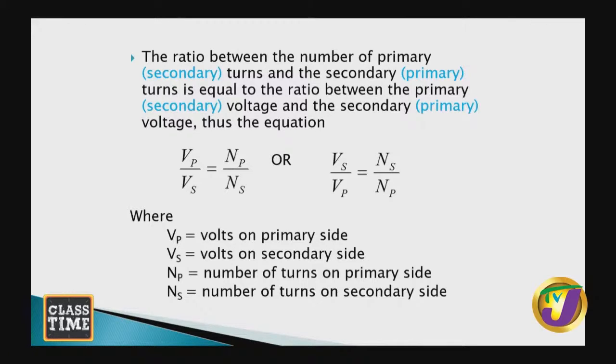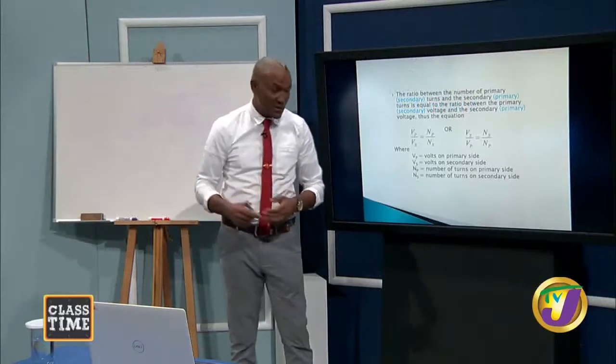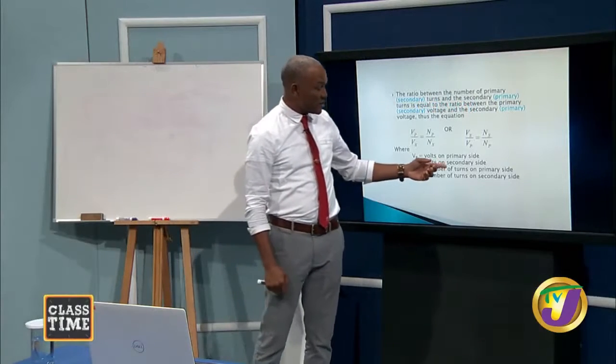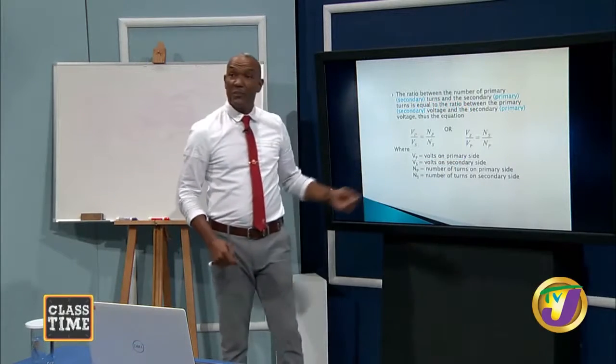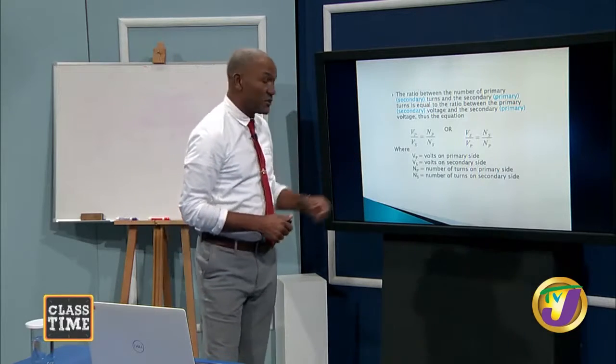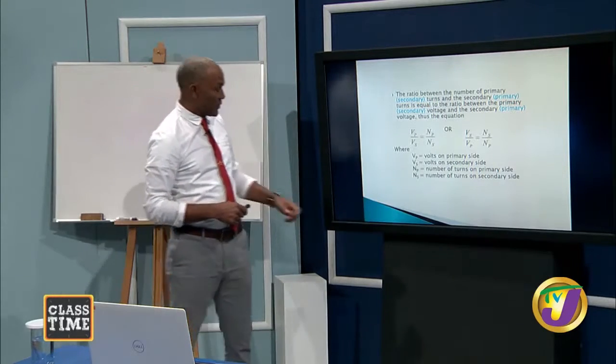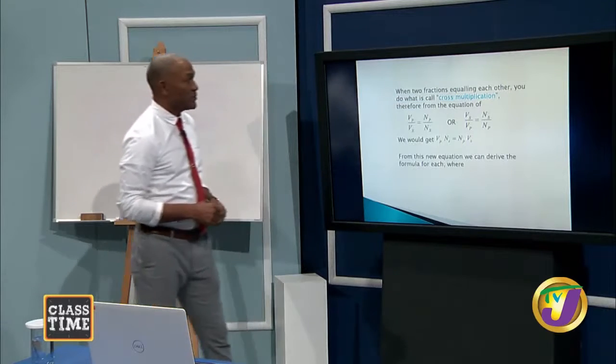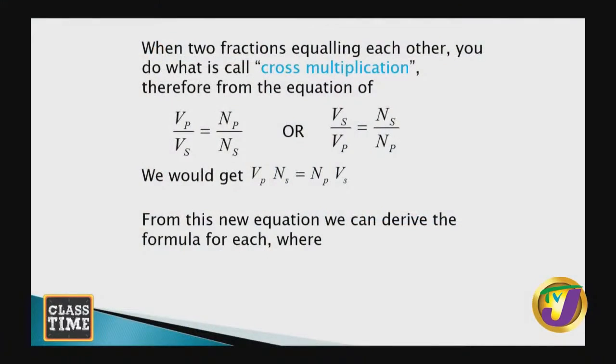And here we have what each means. Vp means volts in the primary, or volts on the primary side. Vs is volts in the secondary. Np is the number of turns in the primary. And Ns, the number of turns in the secondary. Now when you have two formulas, two fractions equal to each other, we can do what is called cross multiplication. So let me bring you through that.